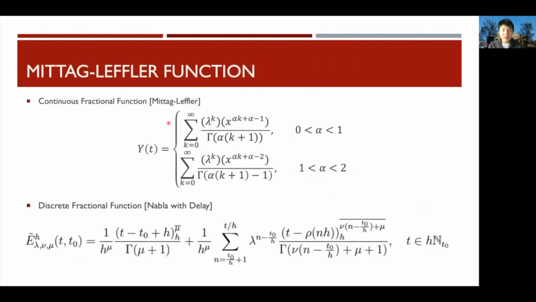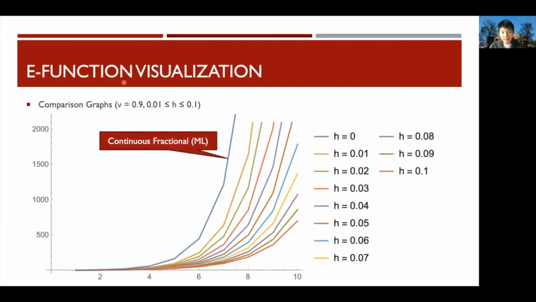So the next thing we did was we compared the continuous fractional function with the discrete fractional function. The continuous fractional is defined as the Mittag-Leffler function with two forms here, one when alpha is less than 1 and one when alpha is greater than 1. And here we have a nabla with delay, which represents our discrete fractional function. And I mentioned that as the E function because the notation is an E.